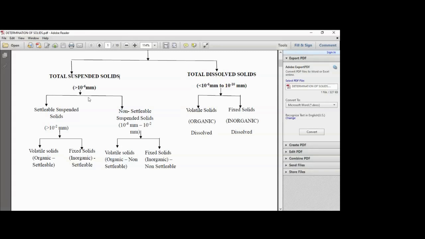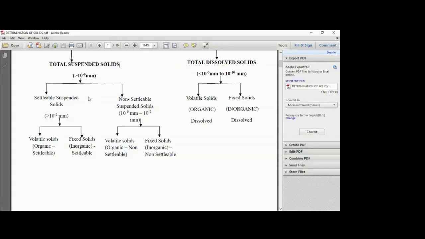So your total suspended solids are categorized into two heads. These are the settleable suspended solids, where the particle size is more than 10 raised to minus 2 mm, right? So if my particle size is more than 10 raised to minus 2 mm, then the particle is said to be a settleable suspended solid, right? And similarly, if my particle range is between 10 raised to minus 6 mm and 10 raised to minus 2 mm, it is said to be non-settleable solids.